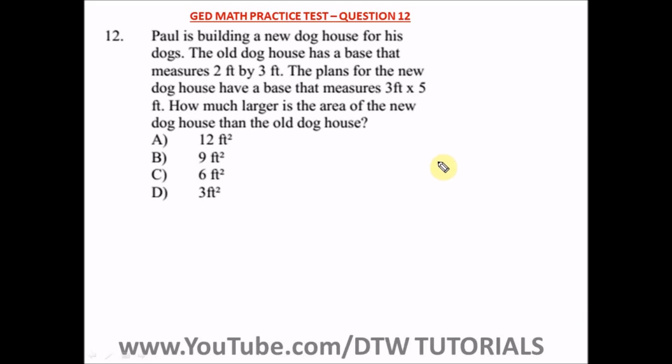Question 12 of the GED Math Practice Test says Paul is building a new dog house for his dogs. The old dog house has a base that measures 2 feet by 3 feet.